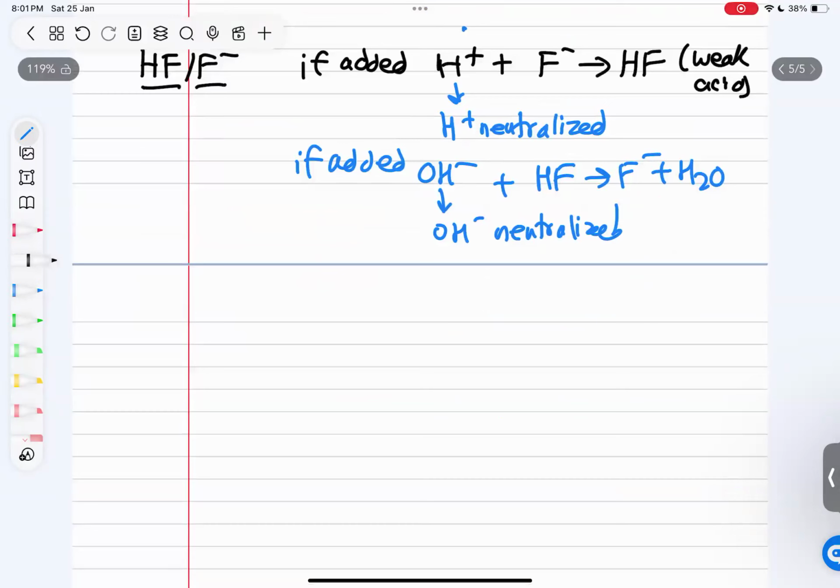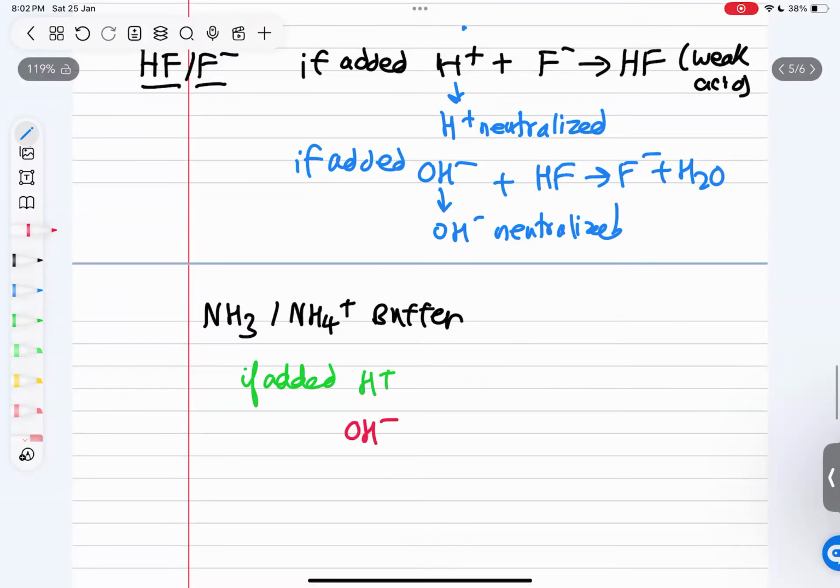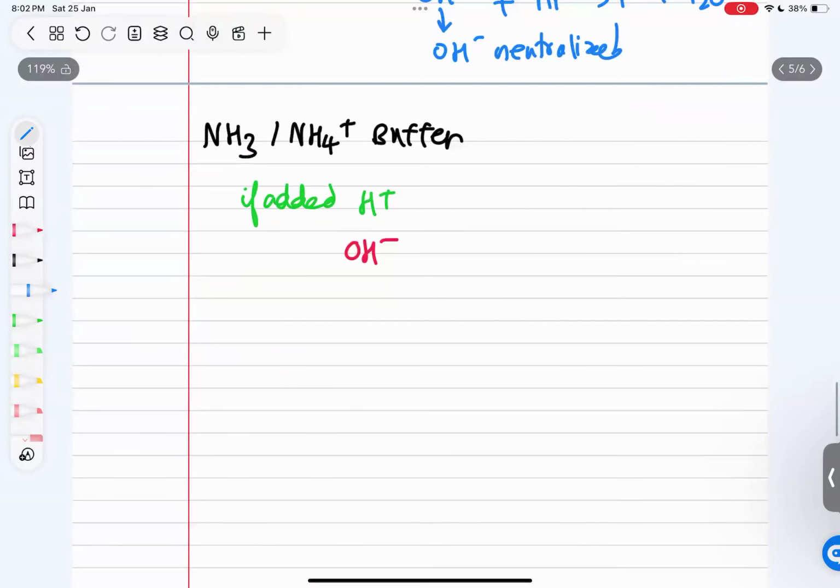So let's see an example. If I have a weak base and its conjugate acid buffer, NH3 and NH4 plus buffer here. If I add H plus, and if I add OH minus, what happens? Again, the buffer is made from two parts.